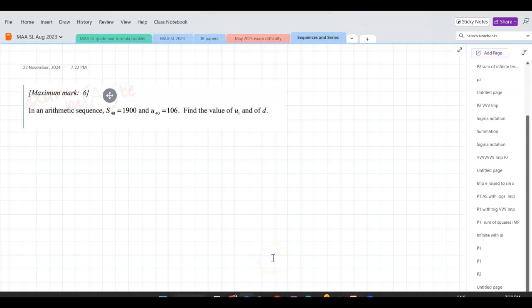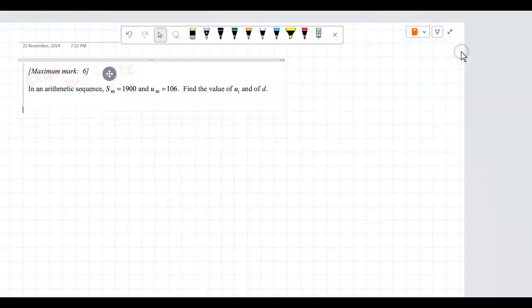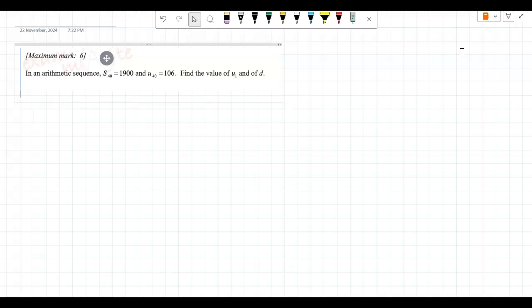In this case, what have you been given? Tell me. Sum of 40 terms in the arithmetic sequence, S40, is 1900. Okay, so you have to apply the arithmetic sequence formula. S40 means sum of 40 terms is 1900. So you apply the formula. S40 is equal to 1900 means your n is 40.